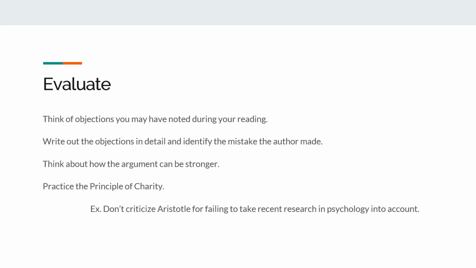Now, it may turn out to be the case that it's still going to be a bad argument, regardless if I take the recent research into account, and that's fine. But it's important to provide that principle of charity, that sense that you are on the same team as the reader. So don't go and try and criticize just because someone's writing in an earlier time period where they don't quite understand certain aspects of the world as compared to what we do now.